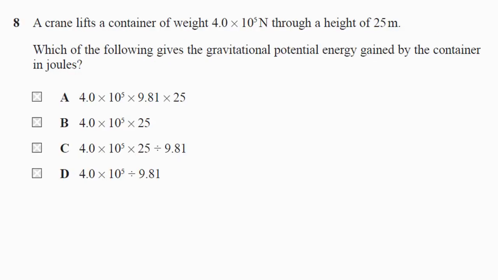Question 8: a crane lifts a container of weight 4 into 10 to the power 5 newton through a height of 25 meter. Which of the following gives the gravitational potential energy gained by the container in joules? The change in gravitational potential energy is nothing but mg delta h, where delta h is the change in height, m is the mass of the container, and g is the acceleration due to gravity.